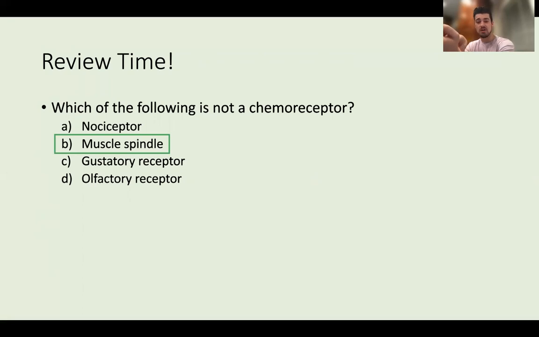Gustatory receptors are those that you use when you are tasting. Gustatory receptors are on your tongue. So they also use chemicals. They identify chemicals in your mouth, and olfactory receptors identify chemicals that are airborne that make it into your nose. So the only one out of all 4 of these choices that does not use a chemical to create an electrical impulse is a muscle spindle because it's a mechanoreceptor.